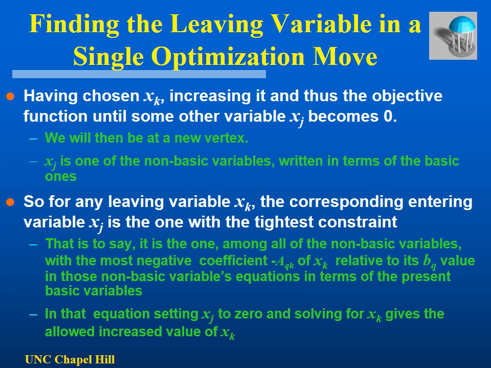Once we know what the entering variable is, that is to say, the particular one whose constraint equation is decreasing to 0, we can solve that equation for x sub k, and that will give us the increased value of x sub k.